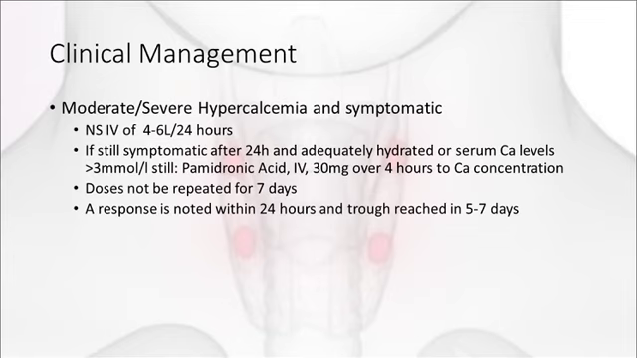If they are still symptomatic after 24 hours and are considered to be adequately hydrated, or their serum calcium levels are still above 3 millimoles per liter, that is when we use pamidronate or pamidronic acid given 30 milligrams IV over 4 hours to obtain the serum concentration that we are looking for. The doses should not be repeated for 7 days, and a reminder that pamidronic acid takes 24 hours to start working, so a response will only be noted in 24 hours and the actual drug reaches a trough after 5 to 7 days normally.